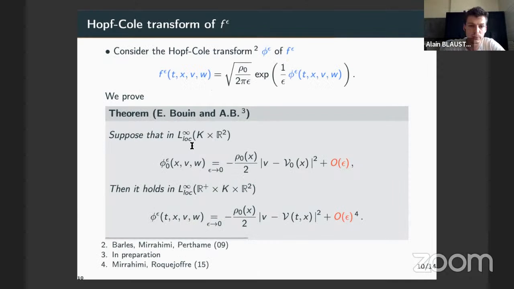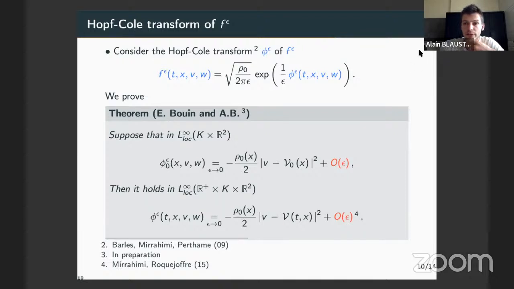And this is what we are doing. This is a work in preparation that I did with Émeric Bouin. We proved that if you take the Hopf transform very close to the limit, then this propagates with respect to time, meaning that for all time t, the Hopf transform will converge to the limit you expected, and you get a rate of convergence, which is not usual when you follow this type of approach.